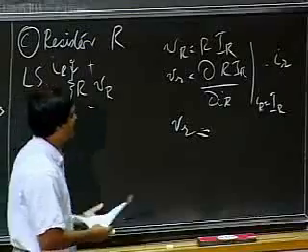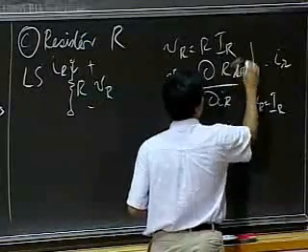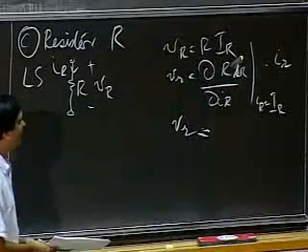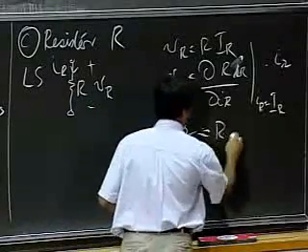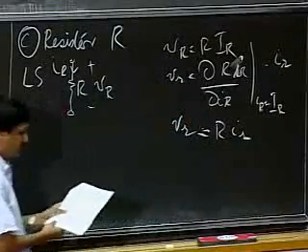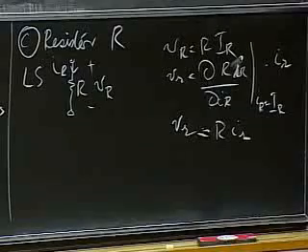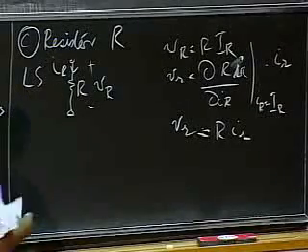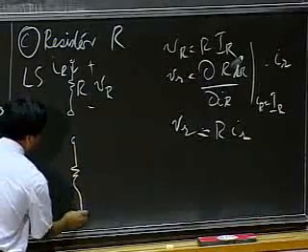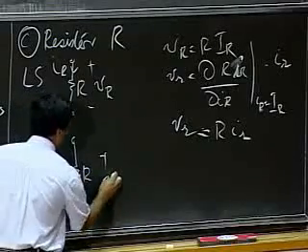Okay, so differentiating, I simply get R times IR. In other words, for a resistor, the small signal model is the resistor itself.